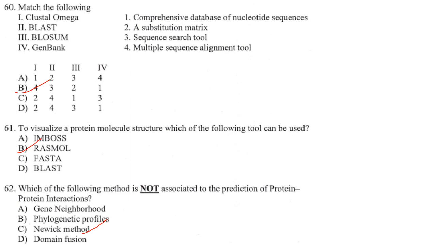That was very easy. Match the following. Answer is option B. Then to visualize a protein molecule structure, which of the following tool can be used? So the tool that is used for visualizing protein molecule structure is RASMOL. Answer is option B. Then which of the following methods is not associated with prediction of protein-protein interaction? So it is Newick method that is not involved. All the other methods are involved in prediction of protein-protein interactions.